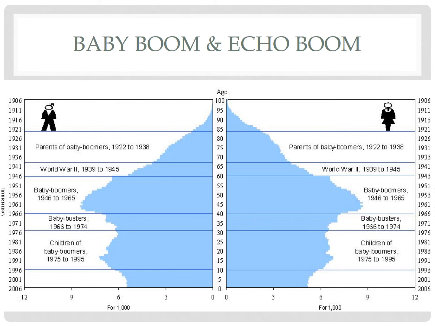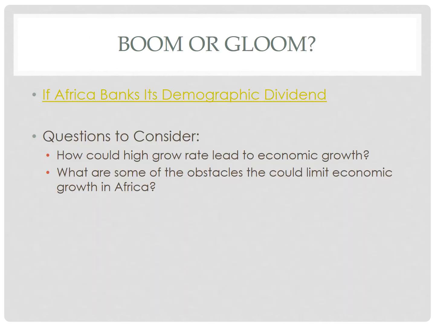And this is something that we see in areas of high growth. One thing that we could talk about, this is an article for those of you interested, called If Africa Banks Its Demographic Dividend, because Africa is growing very, very quickly right now. They're looking at how they can use all of those workers to their advantage to improve their levels of development. That's what this article is about.